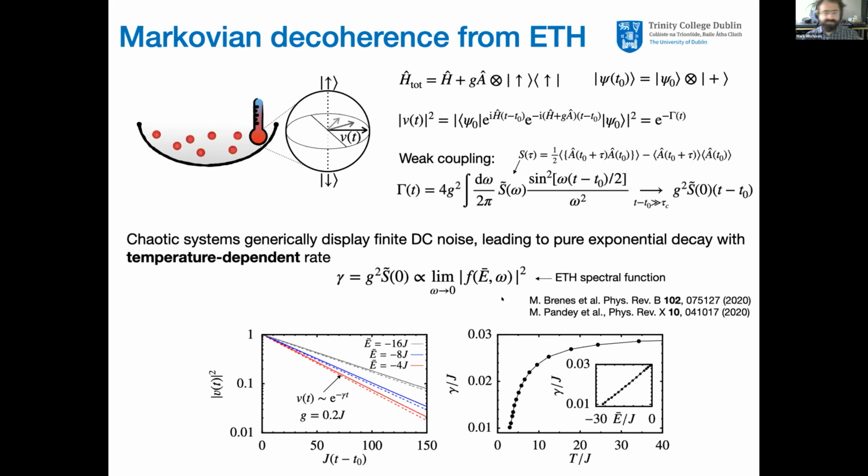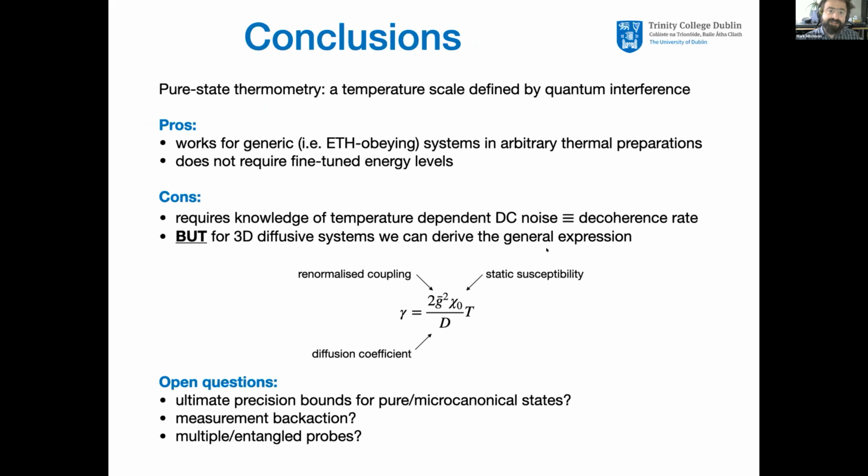All right. So in the last 30 seconds, I'll just conclude quickly. The basic idea of this talk is to introduce this idea of pure state thermometry, which is kind of cute because here everything is described by just unitarily evolving wave functions, and we get this temperature scale that's defined purely by quantum interference. One of the pros is that this works for generic systems because it's based on decoherence. It does not require fine-tuned energy levels, which is nice.